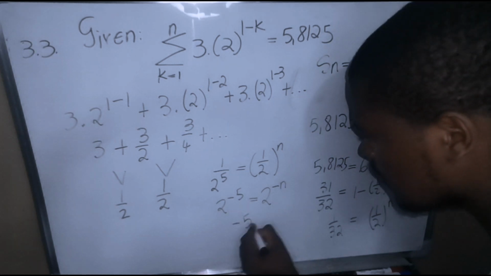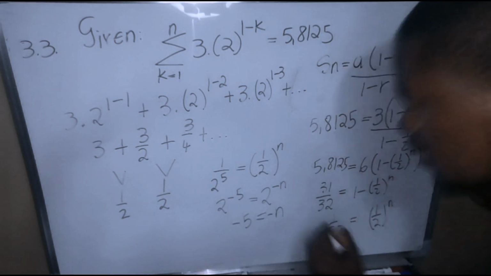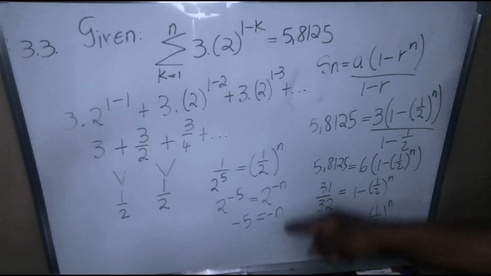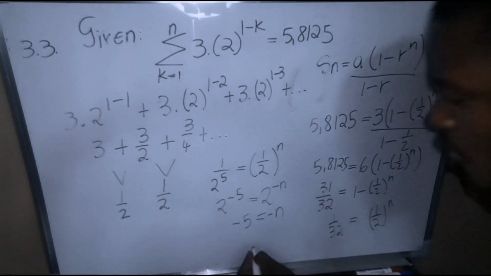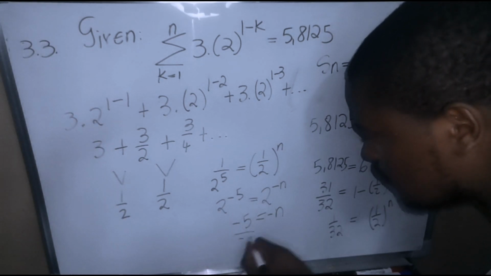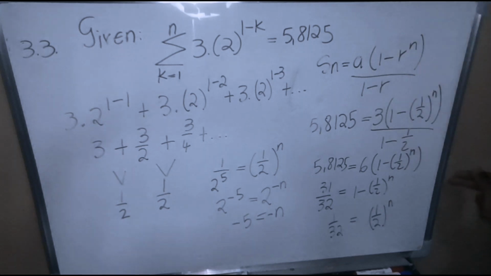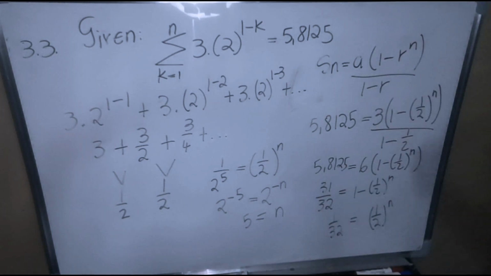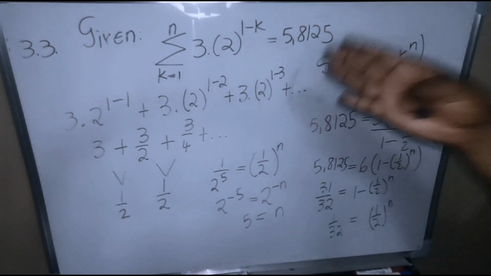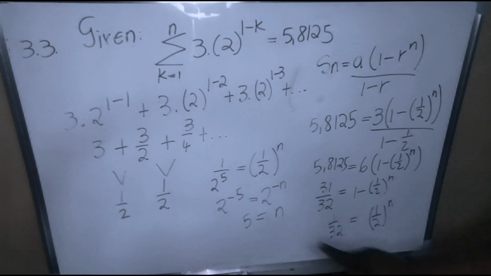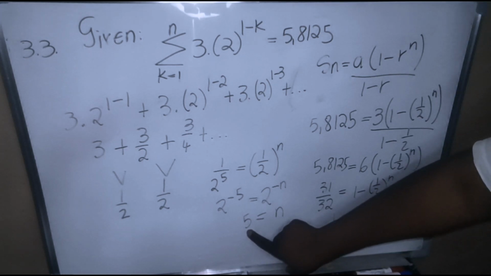Negative 5 is equal to negative n. I don't need these negatives. Therefore, I'm going to divide both sides by this negative. When you divide both sides by negative, both of them are removed. You can do that if and only if there are negatives on both sides. You can divide by them and you're going to get positive answers. Therefore, the value of n is 5.